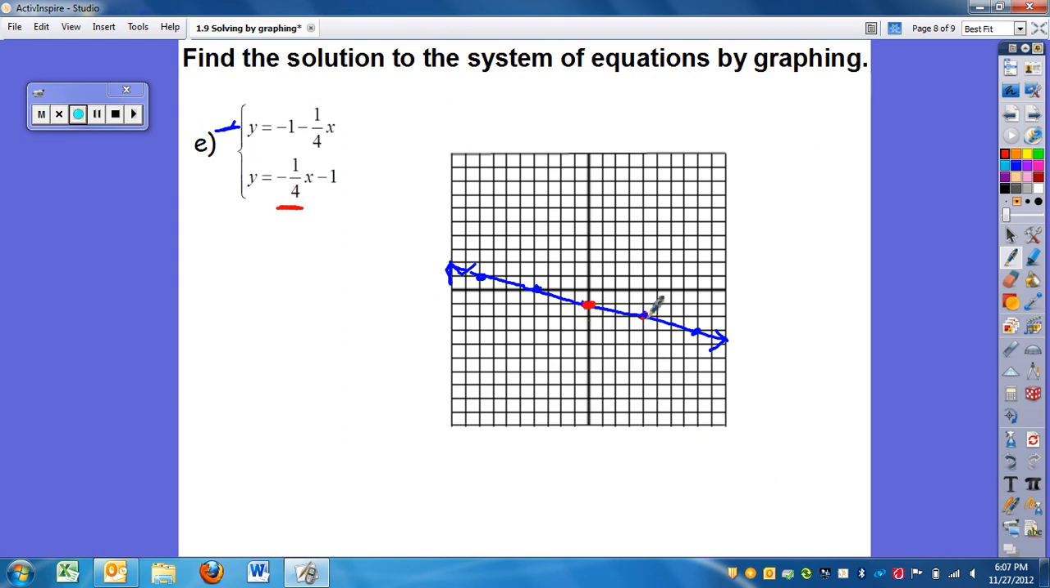So what's happening on this one is that these two lines are the same. Well, how many times are they touching? Well, they're touching many times. They have many points of intersection. So we write many solutions.